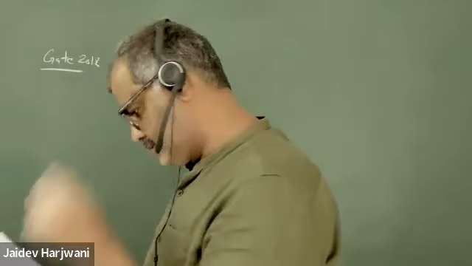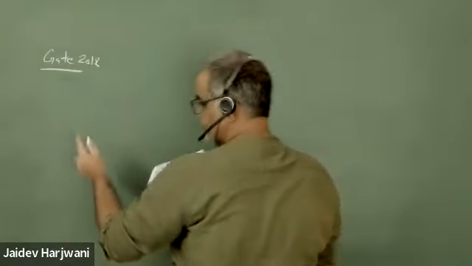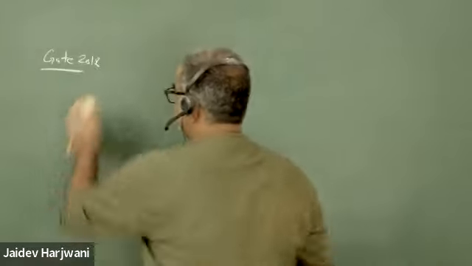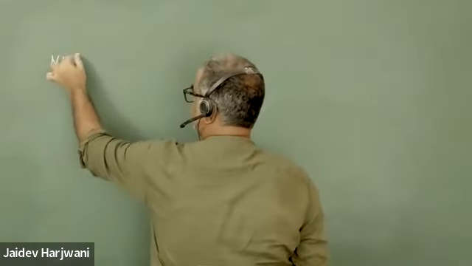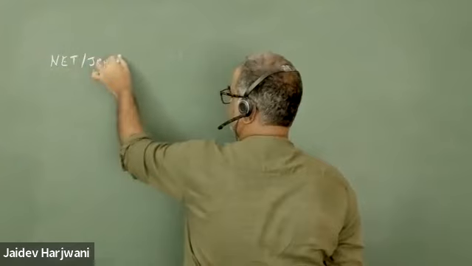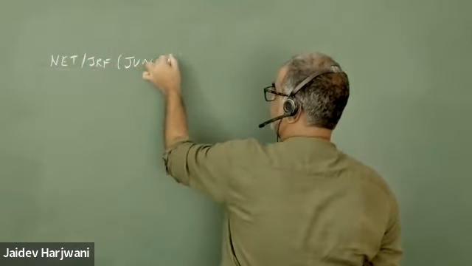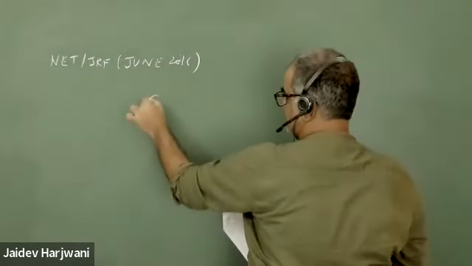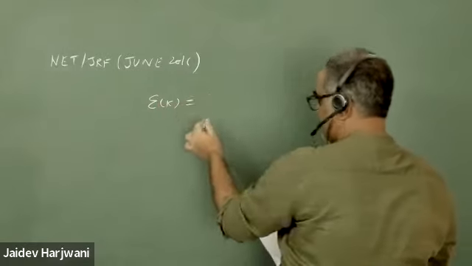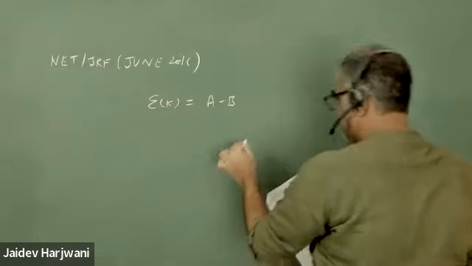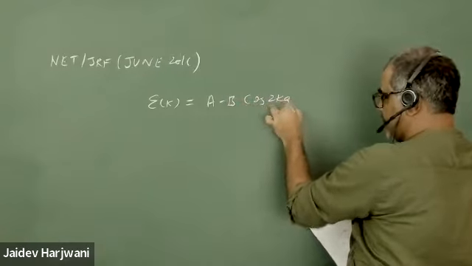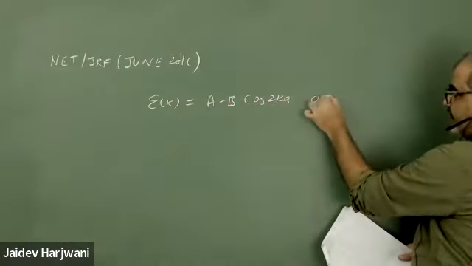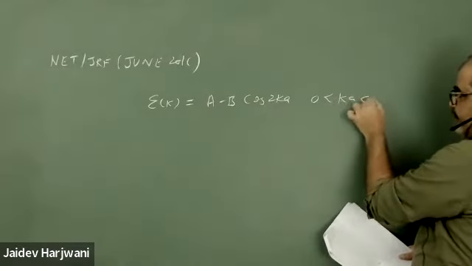Now let me solve one more problem. This problem came in NET JRF June 2016. There they have given the EK relation, A minus B cos of 2K, where K varies from 0 to pi.